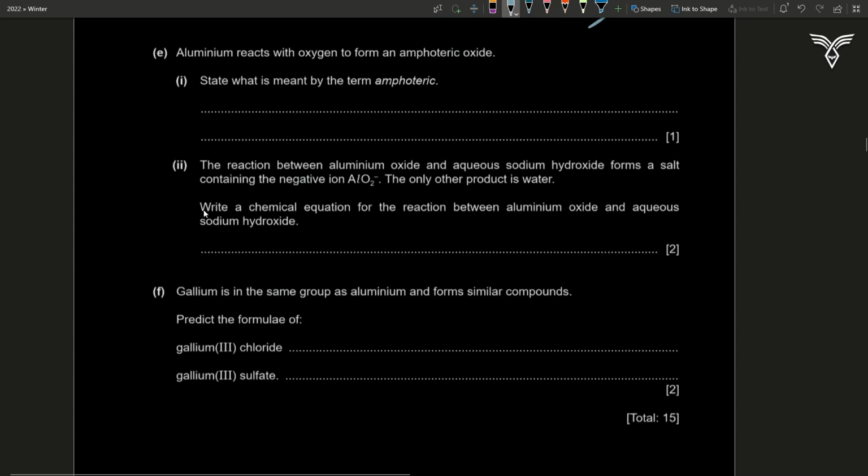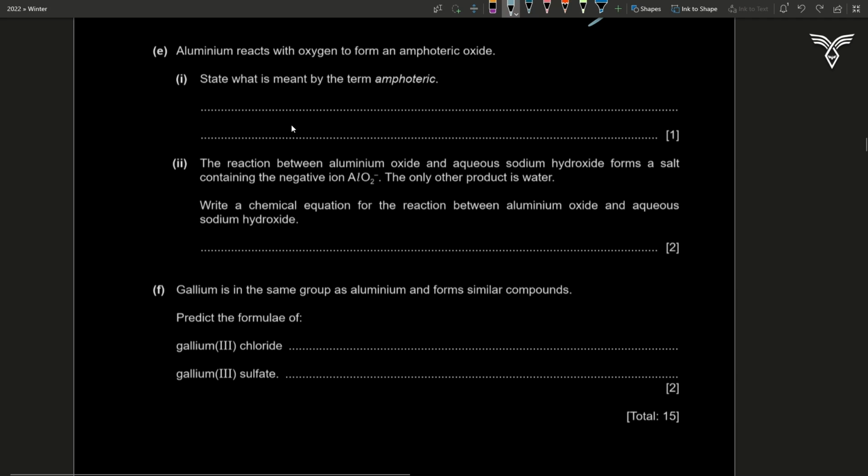Part E, aluminum reacts with oxygen to form an amphoteric oxide. State what is meant by the term amphoteric. We have oxides that are acidic, then amphoteric, then basic. Acids react to produce a low pH solution, however it goes, but it's generally a low pH substance. Bases produce a high pH substance. And amphoteric ones act both ways. If an amphoteric oxide meets a base, it will behave as acidic; if it meets an acid, it will behave as basic.